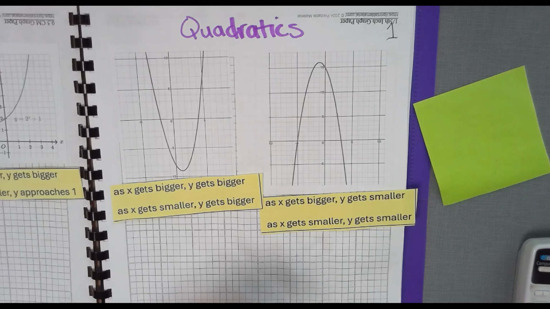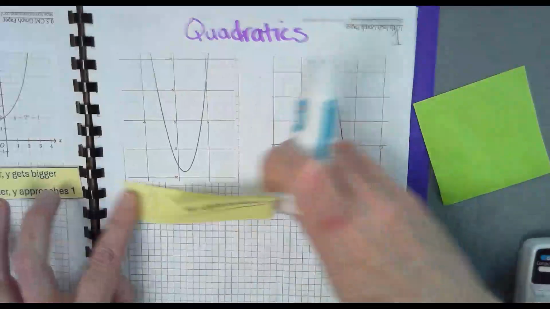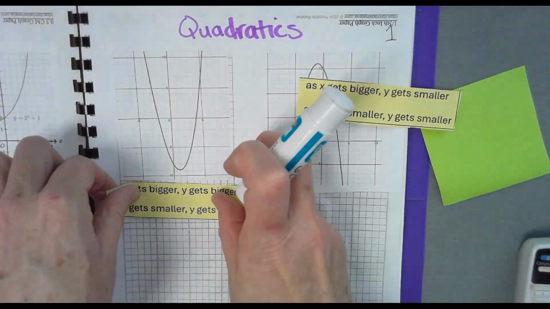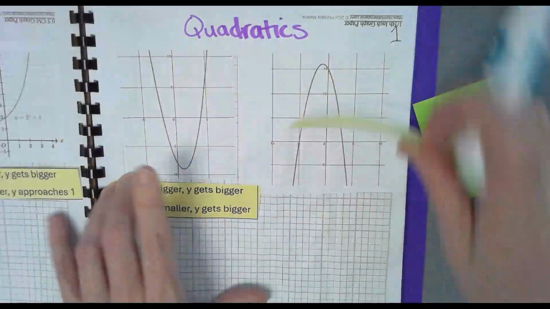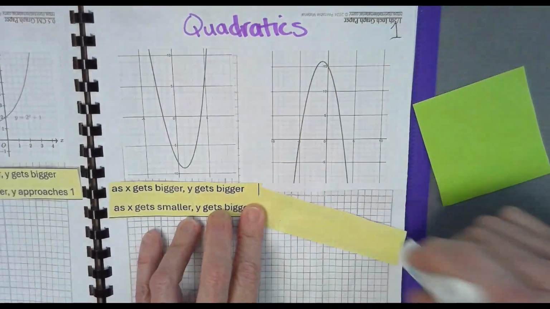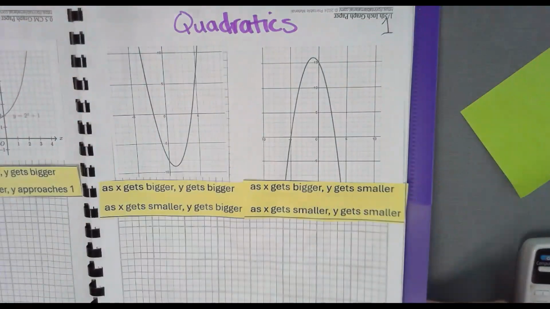Y'all, I would glue it as far underneath the graph as you can. You want to save as much room as you can. And if you trimmed them up correctly, they should just fit side by side with no problem.